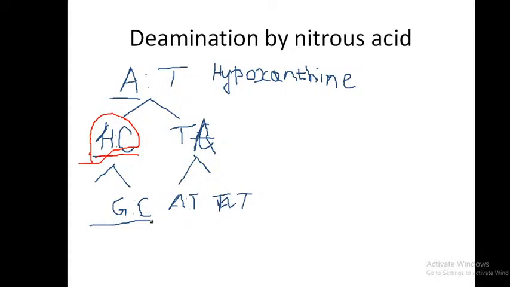So deamination takes place in the presence of nitrous acid. Adenine is converted to hypoxanthine, and when hypoxanthine is formed, it improperly binds with cytosine, and a change in the sequence happens in the progeny, which is formed as a result of continuous DNA replication. Now, next is base analogs.